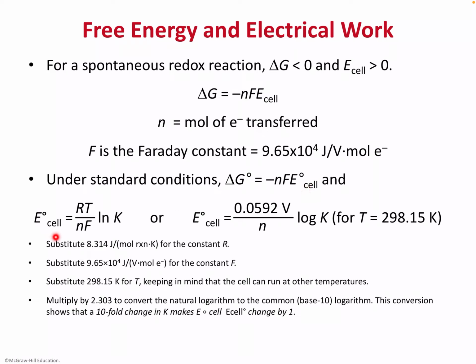And E naught cell equals another equation, RT over nF ln K. R is the gas constant, T is the temperature, n is the number of moles, F is the Faraday constant, ln K, K here is the equilibrium constant. Substitute 8.314 for the constant R. Substitute the Faraday constant here. And then substitute 298.15 Kelvin for temperature under standard condition, keeping in mind that the cell can run at other temperatures.